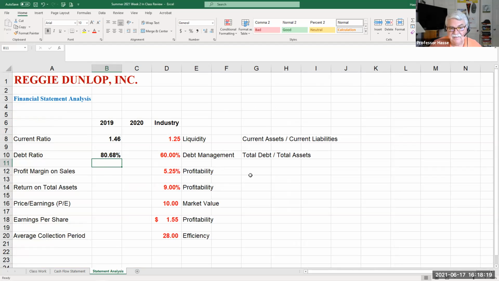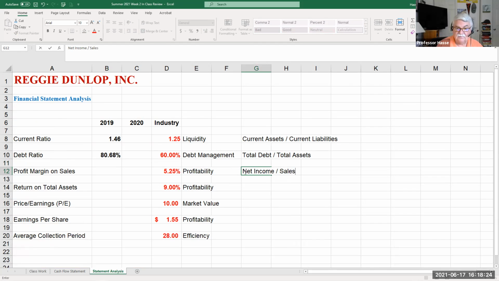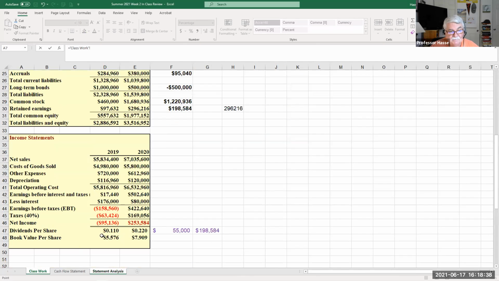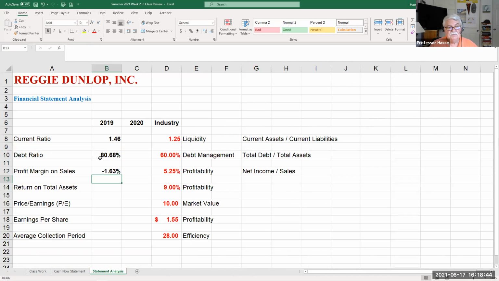The profit margin on sales is the net income divided by the sales of the company, or the revenue. Net income divided by revenue. It's a percentage of sales that are profits. So we go to the income statement here. Net income, remember it was a loss, divided by sales. So we had a negative 1.63% profit margin in 2019. That becomes positive in 2020, which is a good thing. The profit margin, the relationship of net income to sales.